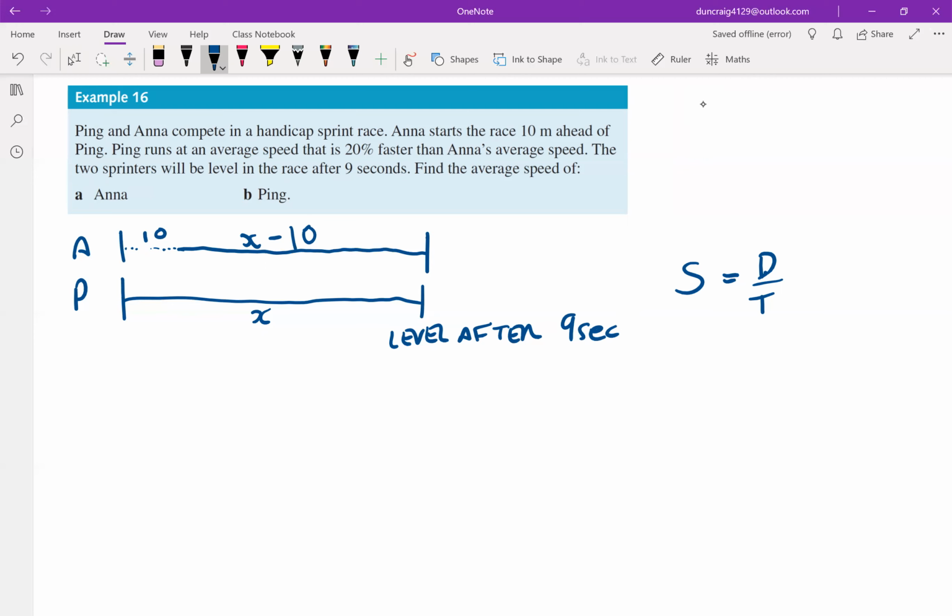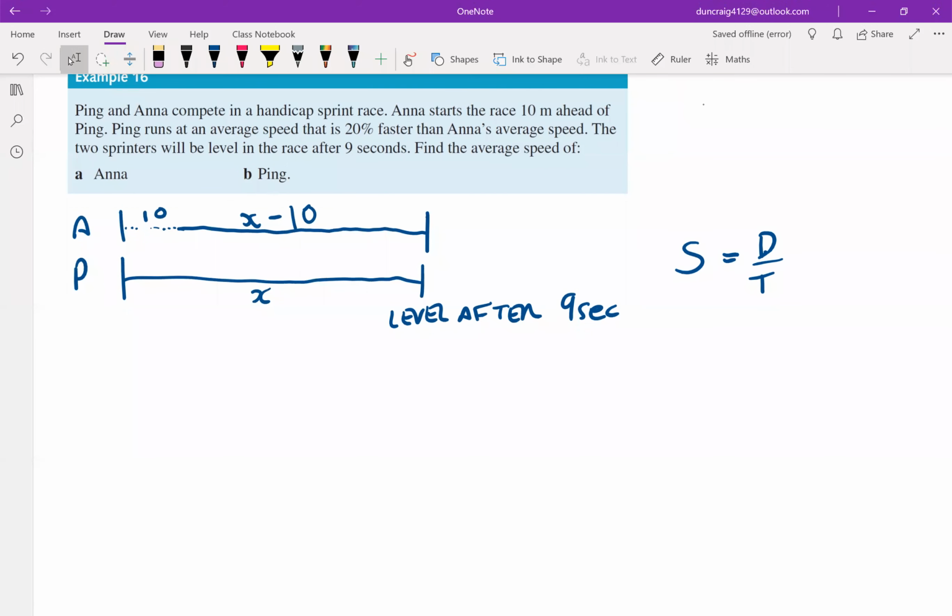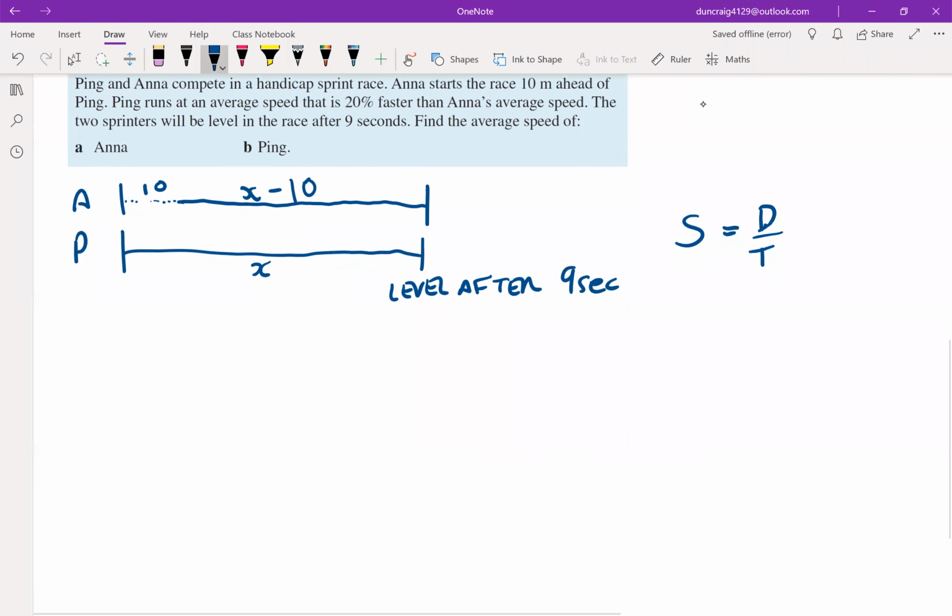Oh, and we're also told that the speed of Ping is 20% faster than Anna's speed. So let's come up with a few different equations here. Because we know speed is distance over time, the speed of Anna is equal to the distance she's running, which is x take 10, over 9 seconds. And the speed of Ping is x meters over 9 seconds as well. So they've got those two there.